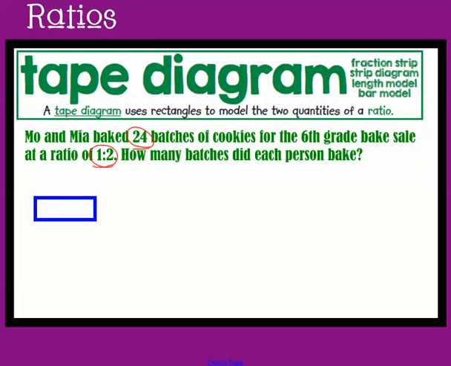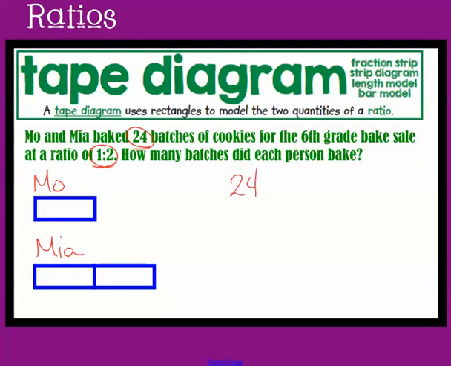So Mo is represented by the first number in the ratio. Mia will be the second. All right, so we know that Mo is going to have 1 part, or 1 rectangle. Mia is going to have 2 parts, or 2 rectangles. We need to come over here and do a little bit of calculation work. We'll take that 24 total batches.